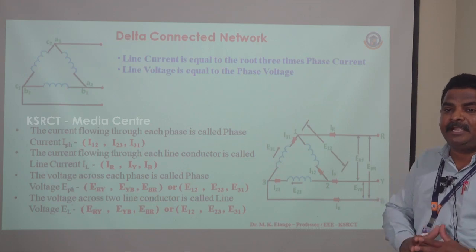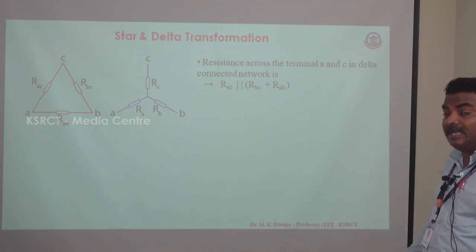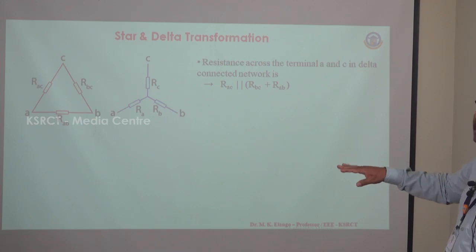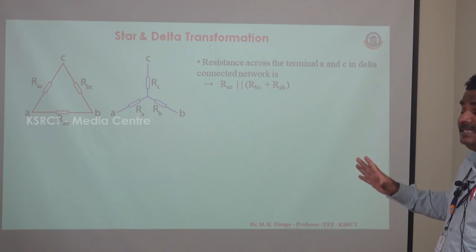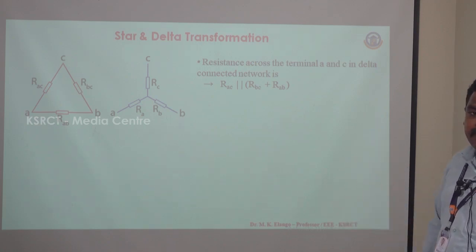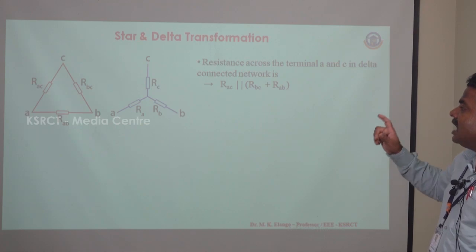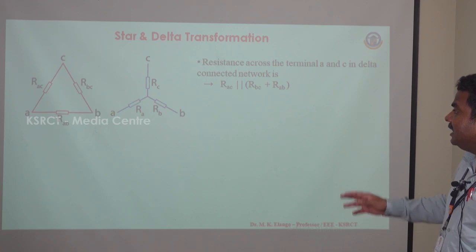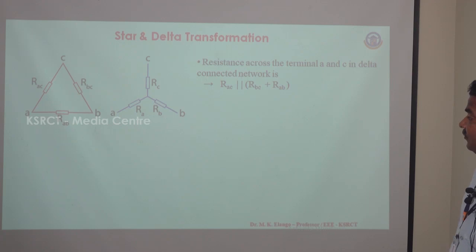Now I would like to explain how we convert star to delta and delta to star. See, this diagram gives the representation for both delta connected systems and star connected systems, where the small letters A, B, C represent the three terminals of the three phase circuit, right? In the delta connected system, the resistance across the two phases A and C is RAC, B to C is RBC, and A to B is RAB.